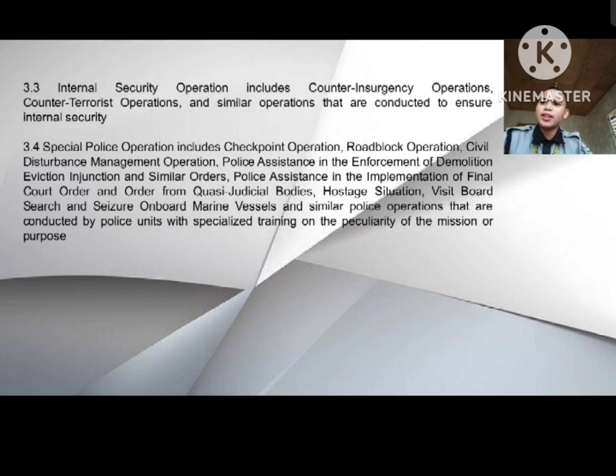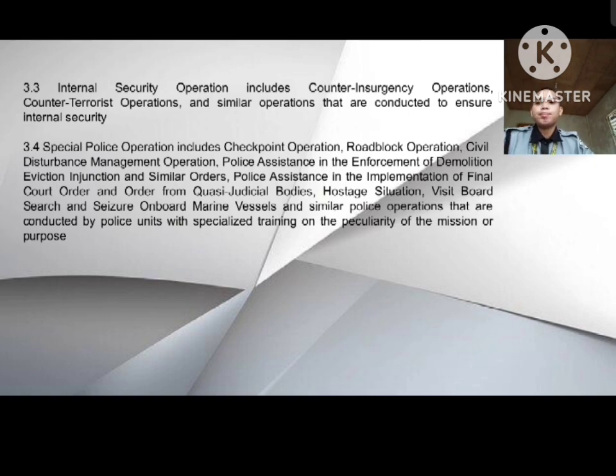So police officers involved in these operations work closely with other security forces to prevent acts that can harm the nation's security. So that is internal security, because police officers are national in scope, so they are obligated to protect the Philippine jurisdiction. So they work with other agencies to help maintain peace and order in our community.